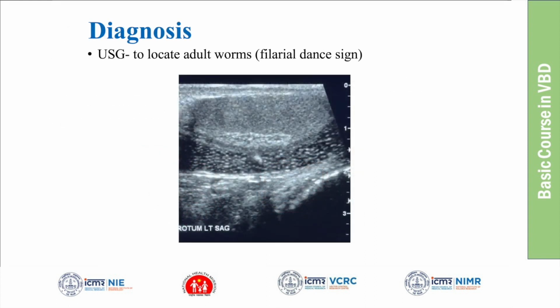Now in case of a person who is already infected, this picture shows that ultrasonography is another means by which you can diagnose a person with lymphatic filariasis. This picture shows the ultrasonography of the scrotum, wherein we locate what is called the filarial dance sign. The adult worms are usually localized in the lymphatics of the scrotal sac, and they are usually visible under ultrasonography.